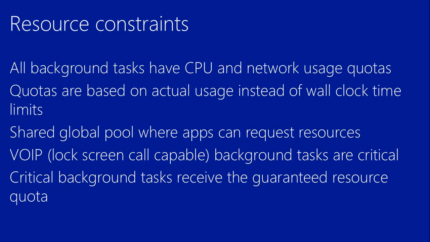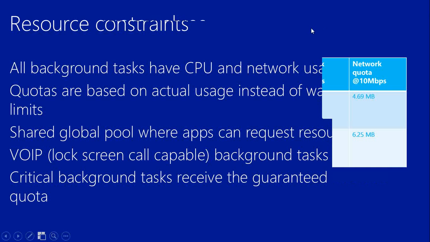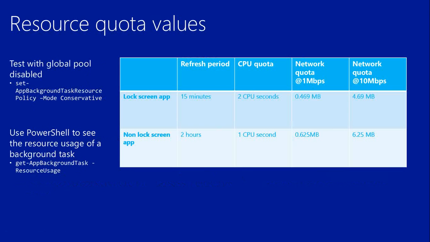There is another concept called the critical background task, which is basically the VoIP call capable background task. A critical background task receives the guaranteed resource quota of 2 CPU cycles. So these are very critical background tasks, and hence we give them guaranteed resources. These are the resource quota values.